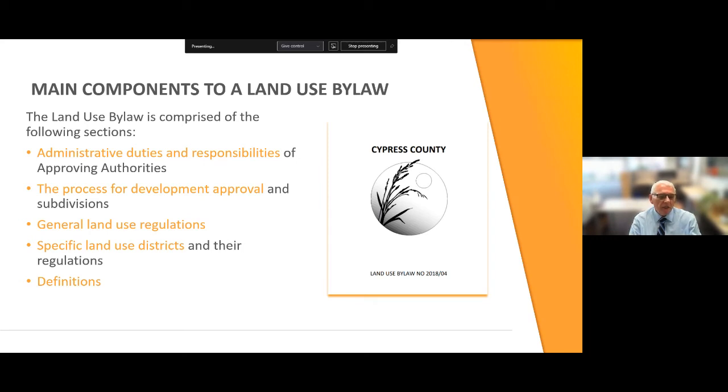So, and then what you have is definitions. So definitions help to make sure that everybody understands, when we say a single detached dwelling is this, everybody understands the definition. Here's what it is as an example.